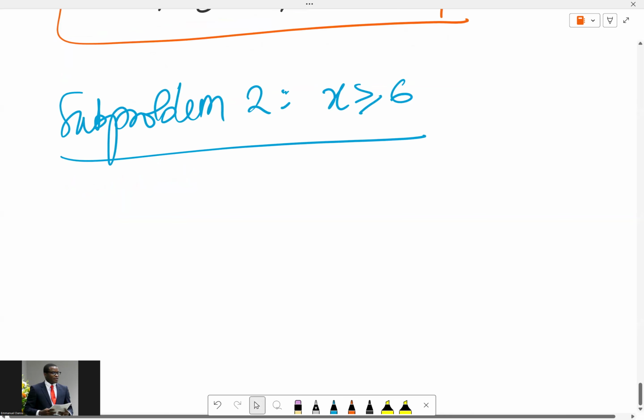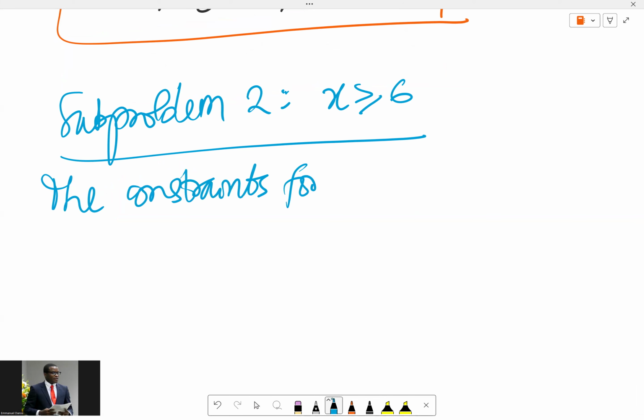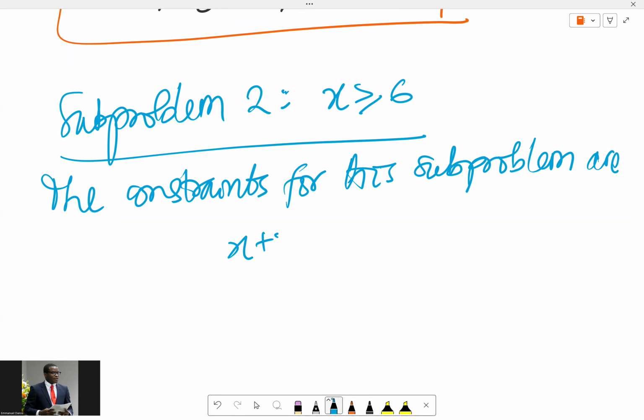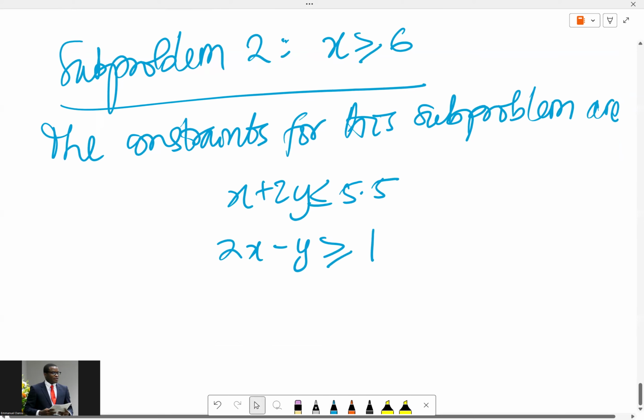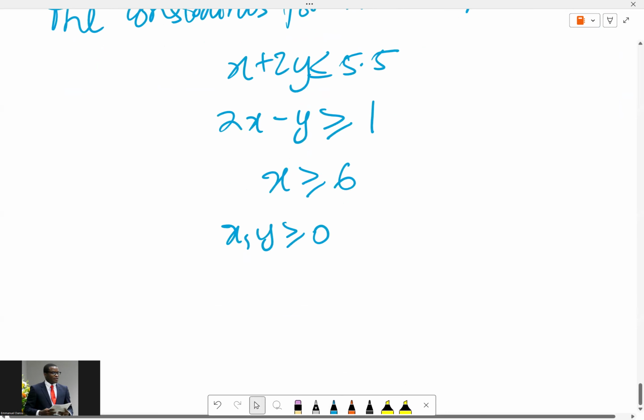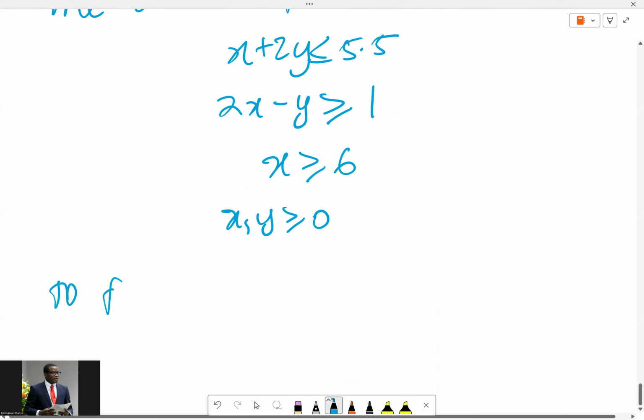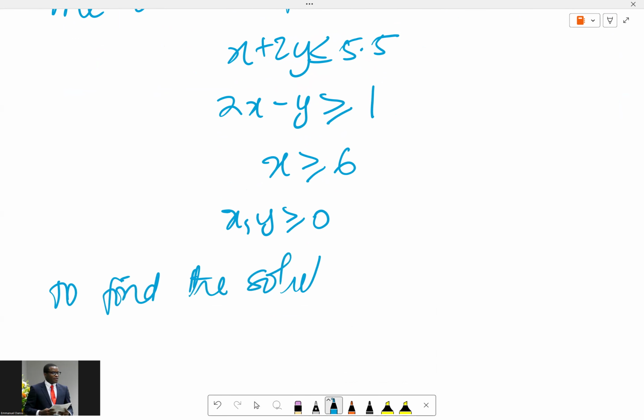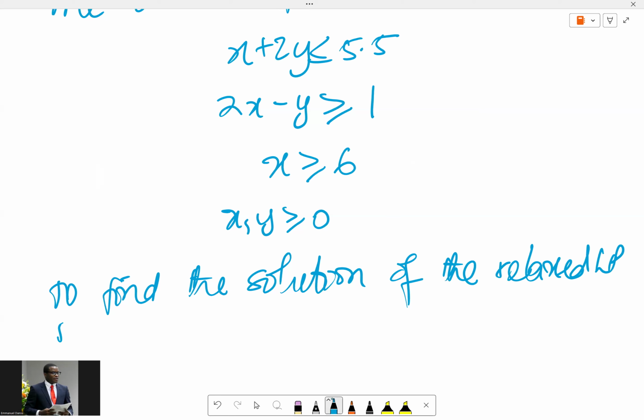And what we are going to do there again is that we have the constraints. The constraints for this subproblem will be the original constraints we have from the beginning. Those are x plus 2y less than or equal to 5.5, and then 2x minus y greater than or equal to 1. Then in addition, now we have x greater than or equal to 6, and then x, y greater than or equal to 0. Then we have to relax it again, to find the solution of the relaxed LP problem.